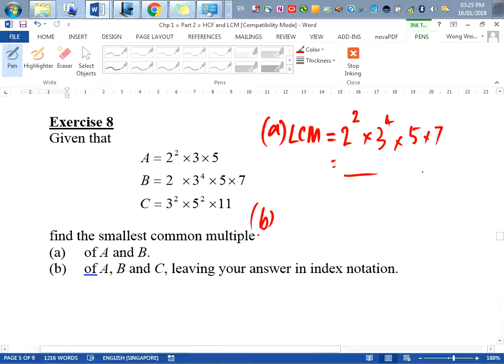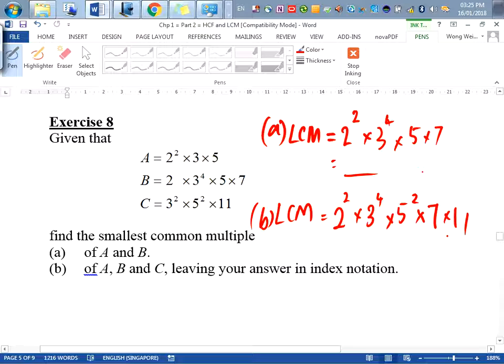Okay, can you just give me one more minute? We just do part B. Very easy anyway, right? What is the first number that you want to write down? 2 to the power of? 2. Multiply by? Okay, 3 to the power of 4. Multiply by? Good. Multiply by? And? Yay! You got it right. That's it. Okay, finally, you still need to use your calculator and press. Oh, no. They said leave your answer in index notation, so we leave it like this. Okay, don't need to press. Okay?